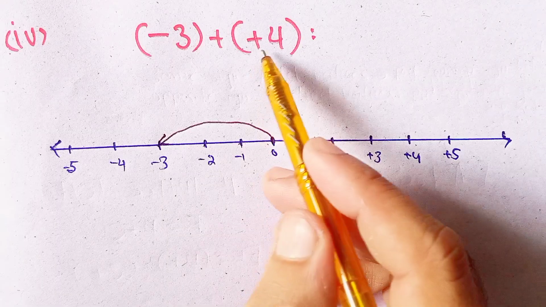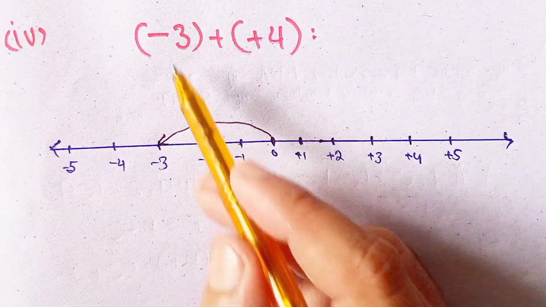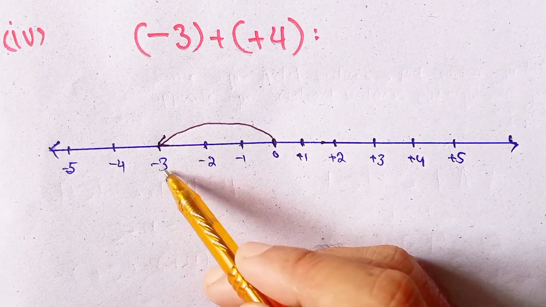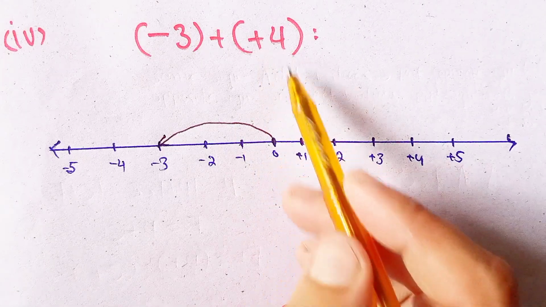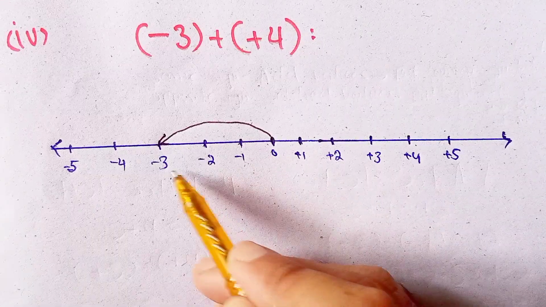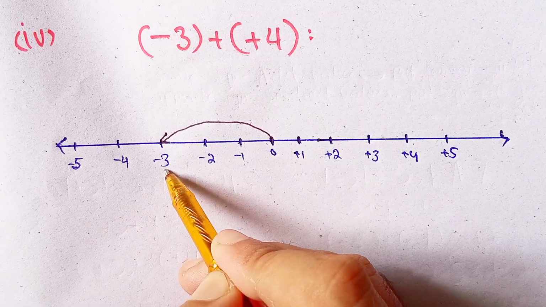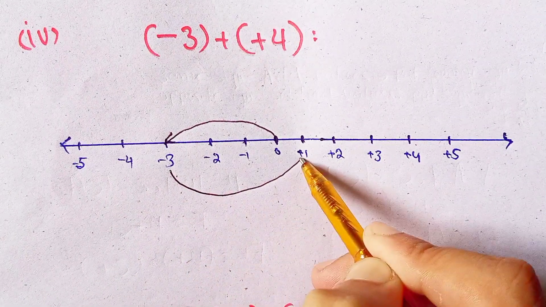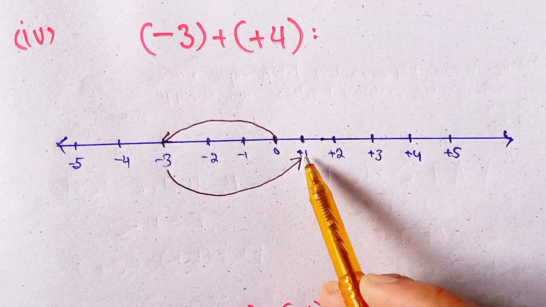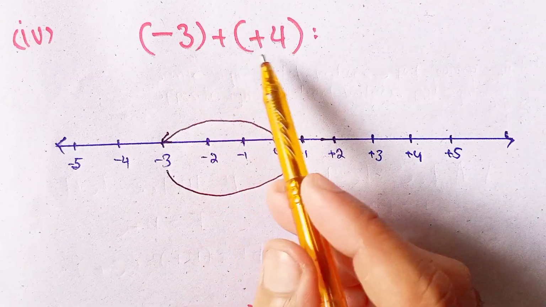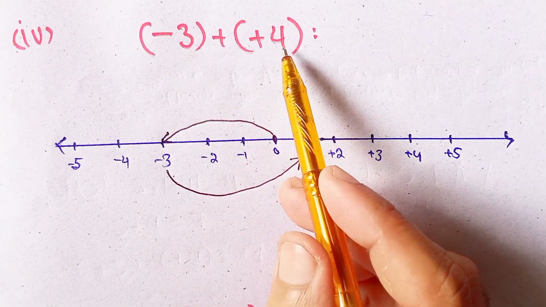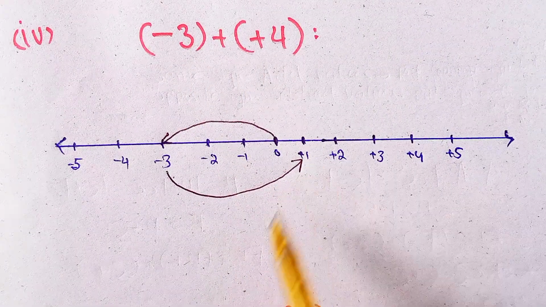Now I am going to add positive 4 with negative 3. So I will consider negative 3 as the reference point and count 4 unit distance to the right on the number line. So this is 1, 2, 3 and 4. So I will start from negative 3 and land on positive 1. So positive 1 is our answer. So negative 3 plus positive 4 equals positive 1.